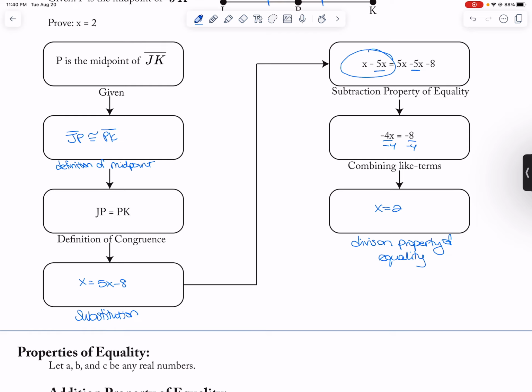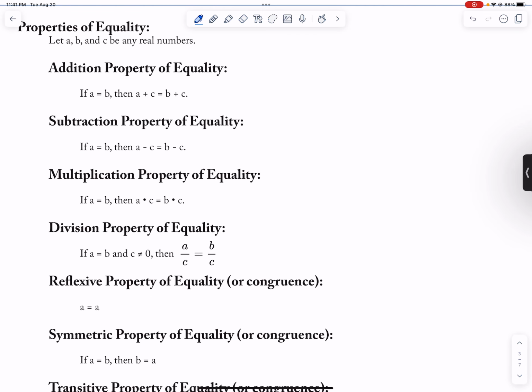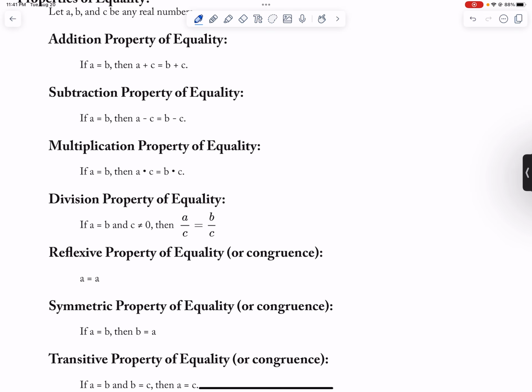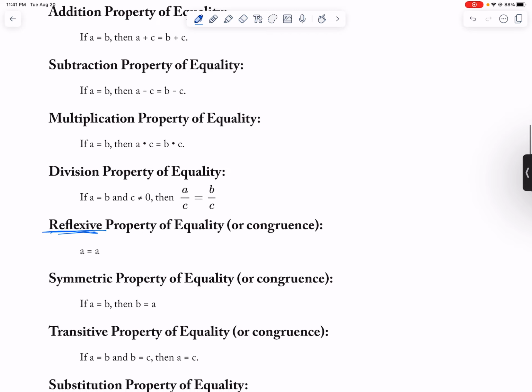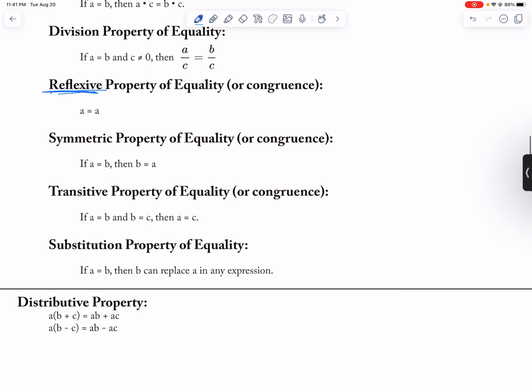And then we have a bunch of theorems that I just used. They're pretty self-explanatory. Reflexive is so important. So something is equal to itself or congruent to itself. We use reflexive quite a bit actually. And then the distributive property.